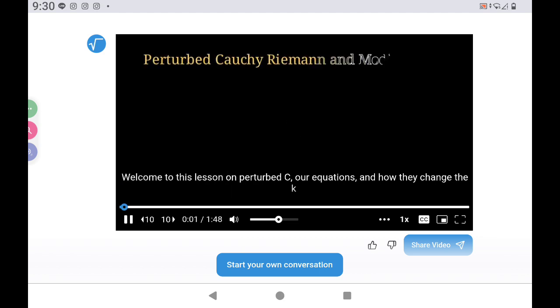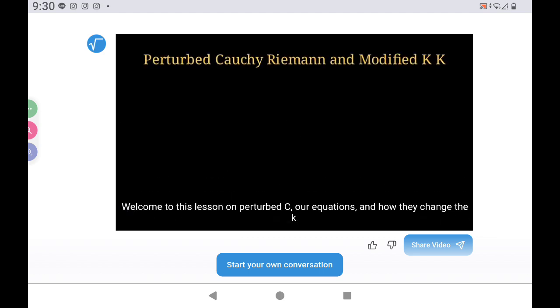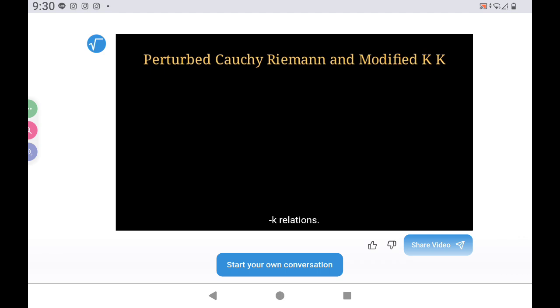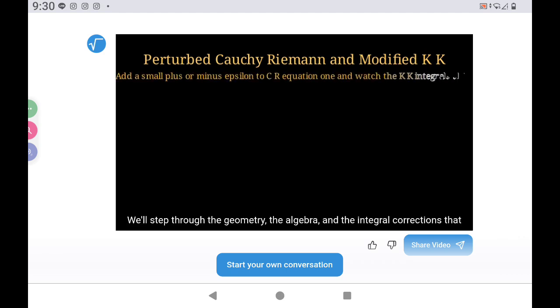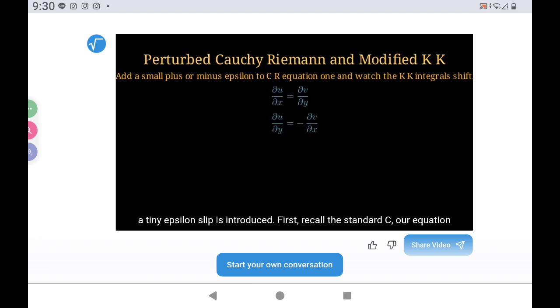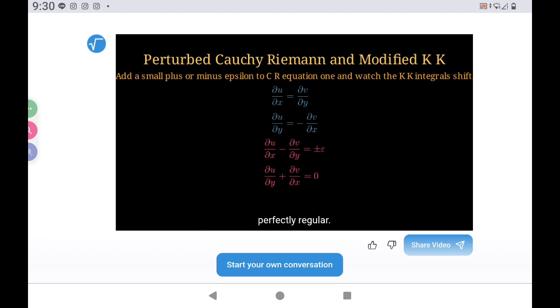Welcome to this lesson on perturbed CR equations and how they change the KK relations. We'll step through the geometry, the algebra, and the integral corrections that follow when a tiny epsilon slip is introduced. First, recall the standard CR equation number 1 and CR equation number 2 for a complex function. They guarantee the function is perfectly regular.